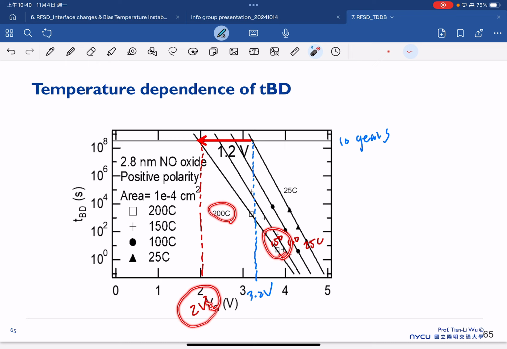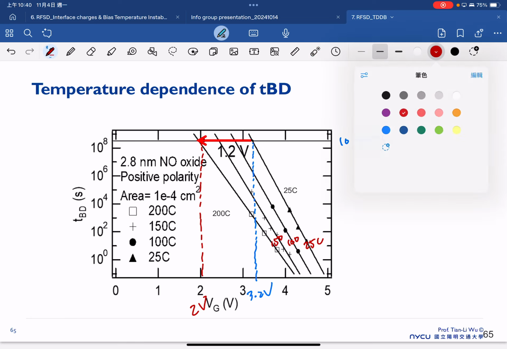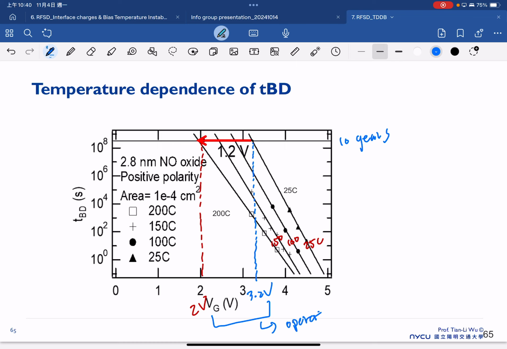So that's actually in the end the goal for this acceleration modeling, because in the end we want to extrapolate the operation voltage that can reach the 10 years lifetime. So these are the operation voltage. So that's in the end our goal.